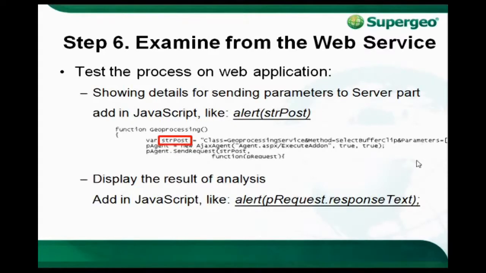Another way to examine whether it is executed successfully or not is to display the result as text. By using code to respond with text, because the method for transferring data between geoprocessing and server is in XML format, you can request the result in text format.